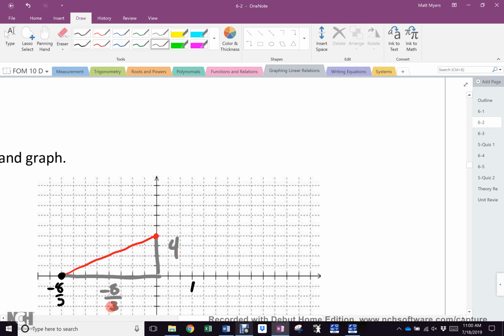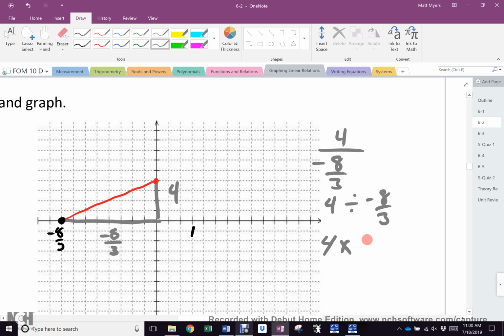Negative 8 thirds. Right? So the slope is actually 4 over negative 8 thirds, which is 4 divided by negative 8 thirds, which is 4 times negative 3/8, which is negative 12/8, which is negative 3/2.